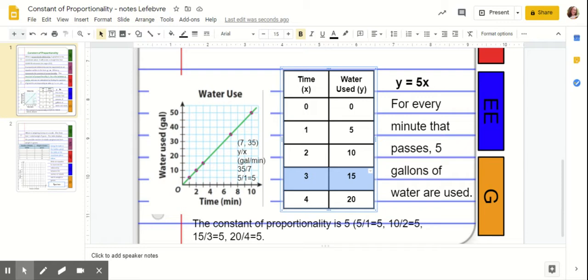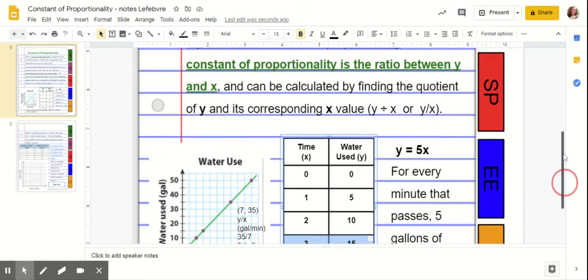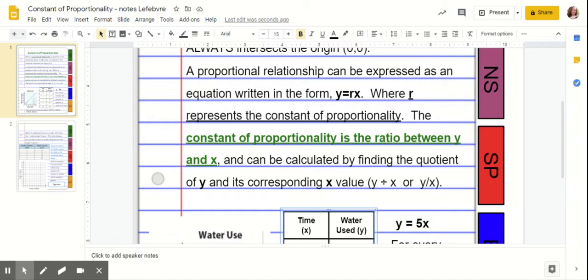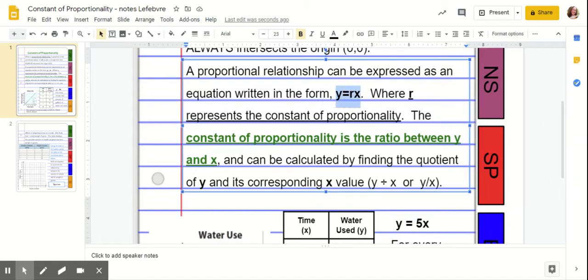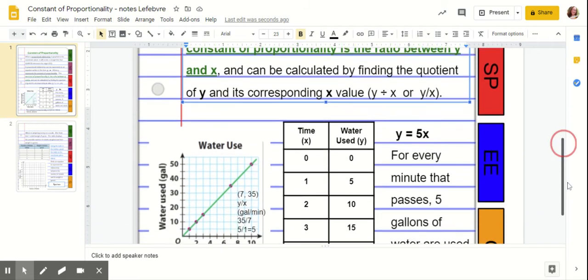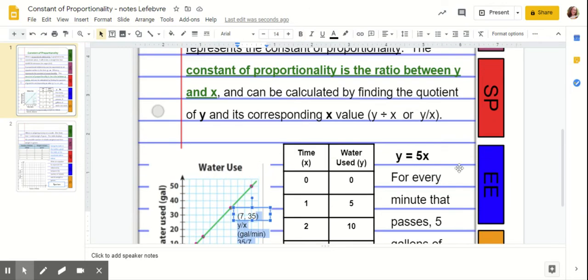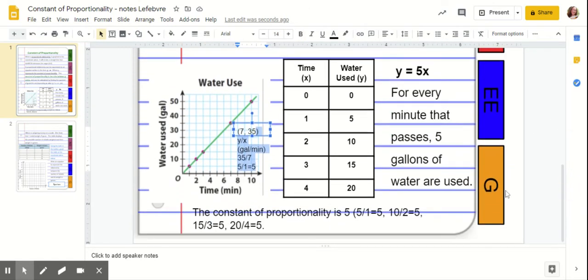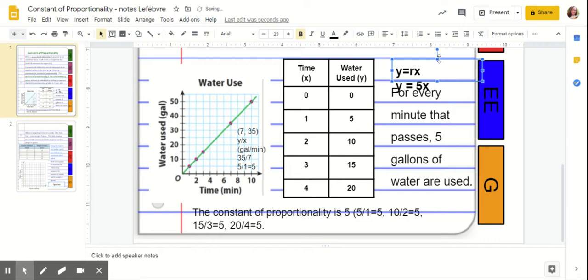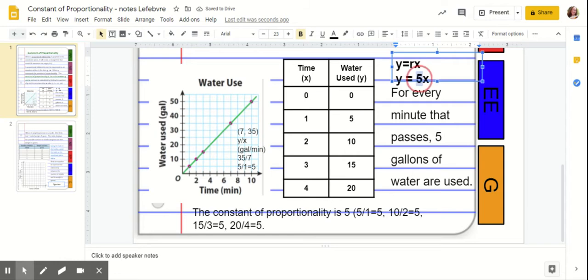The last thing to look at with the constant of proportionality, remember up here, I told you can write this as an equation, and it takes the form y equals rx. Well, the r value is your constant of proportionality. So here we found the constant and we said that it was 5. So what I do is I'm going to take the form y equals r times x, and I'm just going to substitute in what values I know. Here, I substitute in the value of the r, the constant.